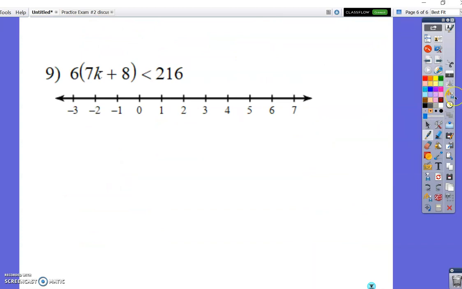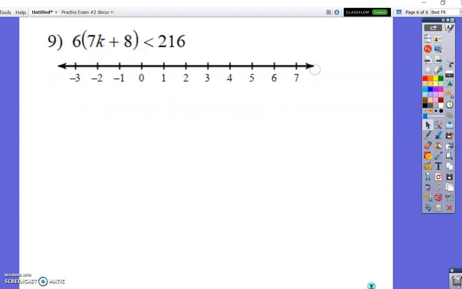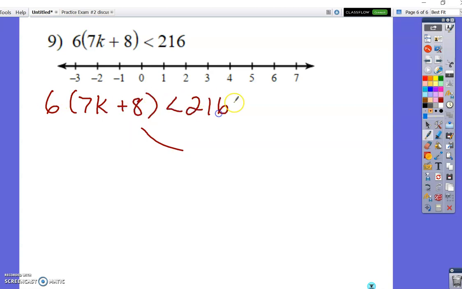Okay, one more problem, number 9. Now this one's a little trickier because we've got the parentheses. You actually have two choices. I can distribute first, which is what we would normally do, but I'm going to do this one a little tricky because I notice the numbers are really big, and when I distribute, I get even bigger numbers, and I really don't want to divide by 42. Since I know that 6 times 7 is 42, and that's what I'll end up dividing by, I'd rather avoid it. So I'm going to go ahead and divide by 6 first.